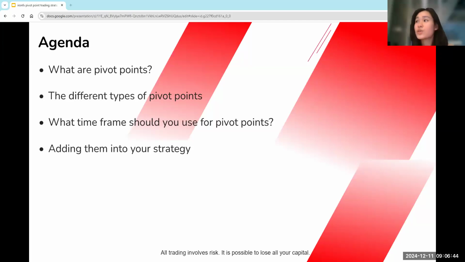So this is our agenda for today. We're going to look at what exactly pivot points are, the different types of pivot points, what timeframes you should use, and how you can add them to your strategy.